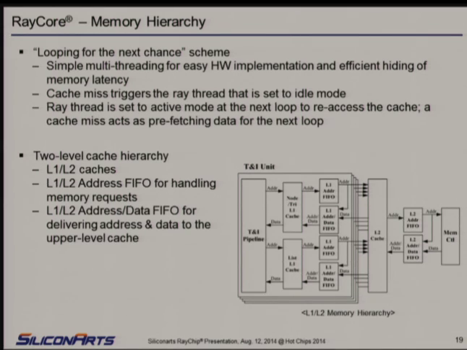We also propose a simple multi-threading architecture called looping for the next chance. When a cache miss occurs, the ray thread is set to idle mode during the remaining stage. In the next loop, the ray thread is reactivated and re-accesses the cache. The pros of this scheme are ease of hardware implementation, efficient hiding of memory latency, as well as use of existing internal memory.